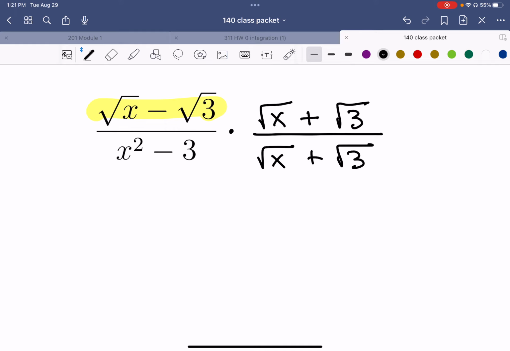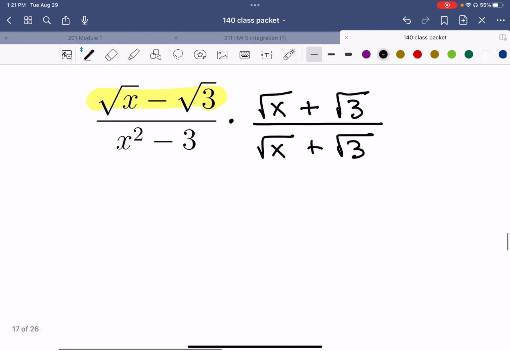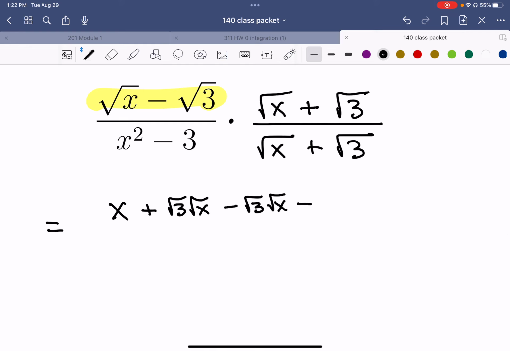Okay, so here's what we get. When you multiply in the numerator, the first two is going to be square root x times square root x, which turns out just to be an x. Your outside is going to be plus root 3 times root x. Your inside is going to be negative root 3 root x. And your last is going to be negative, because you have a negative times positive, and root 3 times root 3 is just 3.